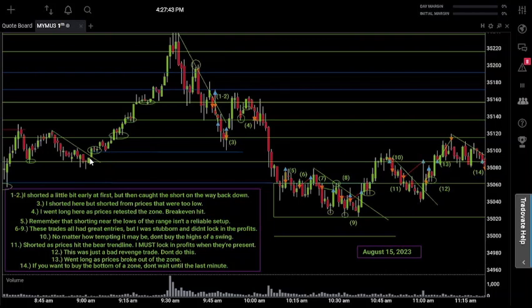Instead, you want to do what I was talking about on trade 2, where you wait for prices to come to that level, and then as they move away, that's when you want to participate and get back into the short move.